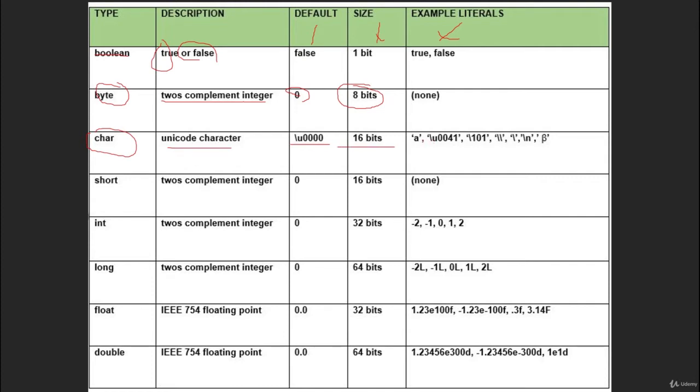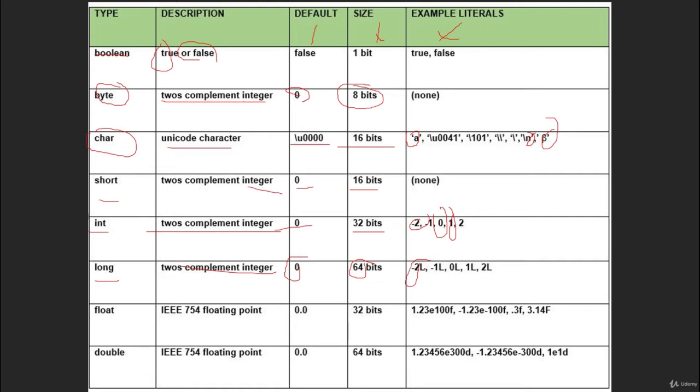Like we can use A, beta, and \n. Short: two's complement integers, default value is 0, 16 bits. Integer is a two's complement integer with 0 default, and 32 bits size. They can be negative, they can hold 0, and are real numbers. Now let's move to long. Long is two's complement integers, default value 0, 64 bits, and an example like -2L.